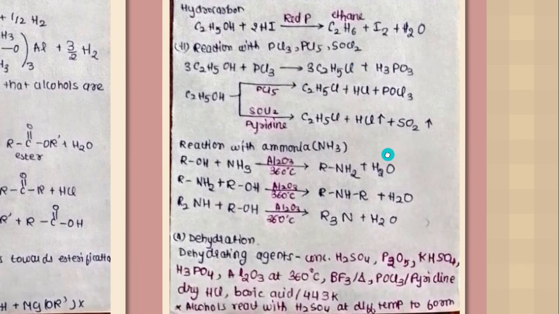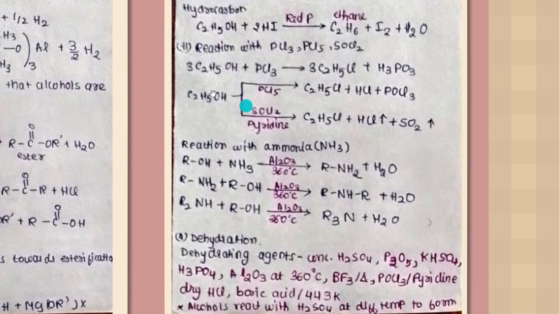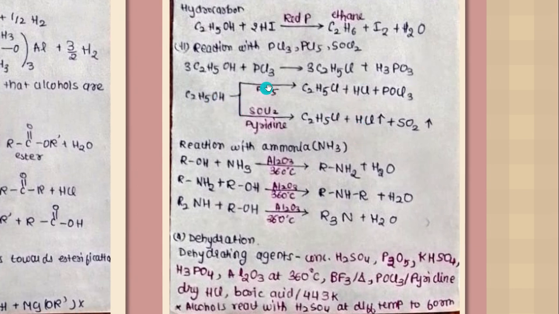Now reaction with PCl3, PCl5 and SOCl2. 3 moles of C2H5OH plus PCl3 will give me alkyl halide, which is haloalkane: 3 moles of C2H5Cl plus H3PO3. Again, C2H5OH on reaction with PCl5 will give me C2H5Cl plus HCl plus POCl3. On reaction with SOCl2 in presence of pyridine it will give me C2H5Cl plus HCl plus SO2, where HCl and SO2 are both gases.